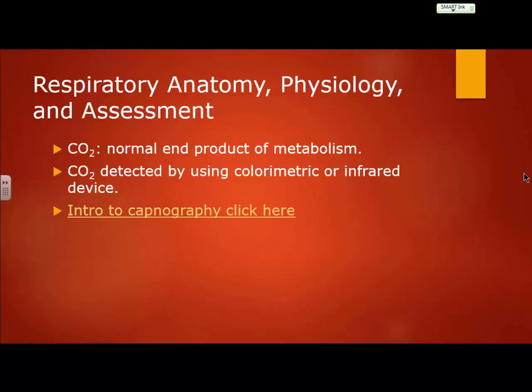Now, CO2 is detected by using either colorimetric or infrared devices where it samples, okay? Colorimetric is what y'all are used to, right? You're used to the yellow means yes litmus paper. Is that a monitoring tool? No, it is not. What is that? A confirmation tool. It helps me confirm that I'm getting CO2 from the lungs.